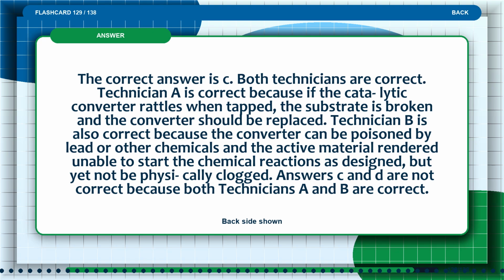The correct answer is C. Both technicians are correct. Technician A is correct because if the catalytic converter rattles when tapped, the substrate is broken and the converter should be replaced. Technician B is also correct because the converter can be poisoned by lead or other chemicals and the active material rendered unable to start the chemical reactions as designed, but yet not be physically clogged. Answers A, B, and D are not correct because both technicians A and B are correct.